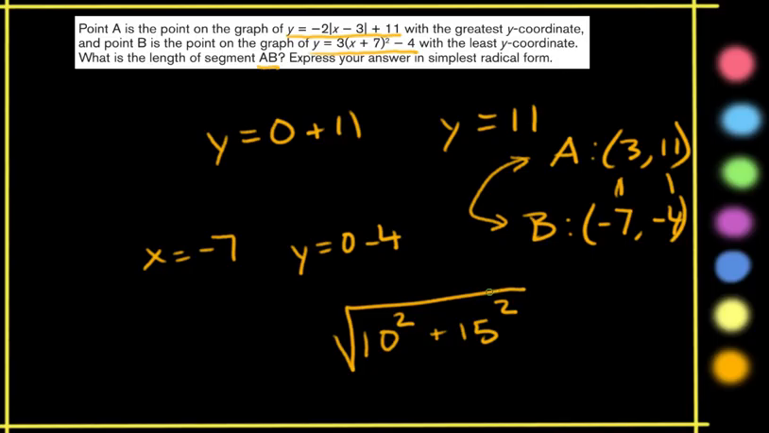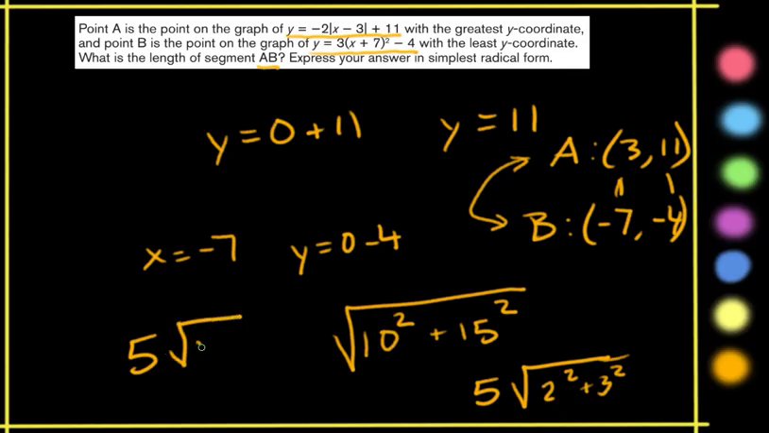Now, let's see. I think I can take a 5 out of that. That will give me 5 times the square root of, let's see, this will be 2 squared plus 3 squared. Right, so this is 4 plus 9, that's 13. So we end up with 5 times the square root of 13. And I don't think we can simplify that anymore. So that's going to be our final answer there.